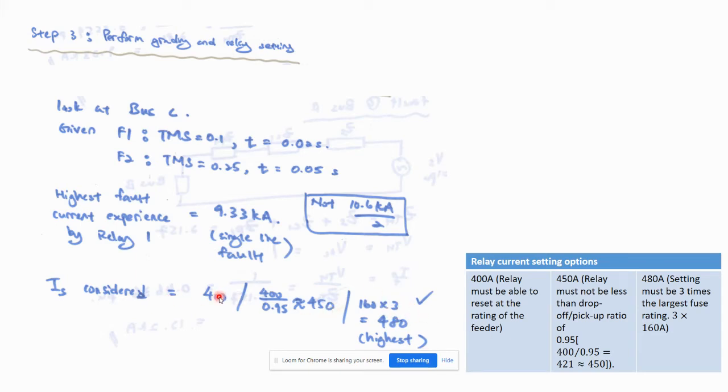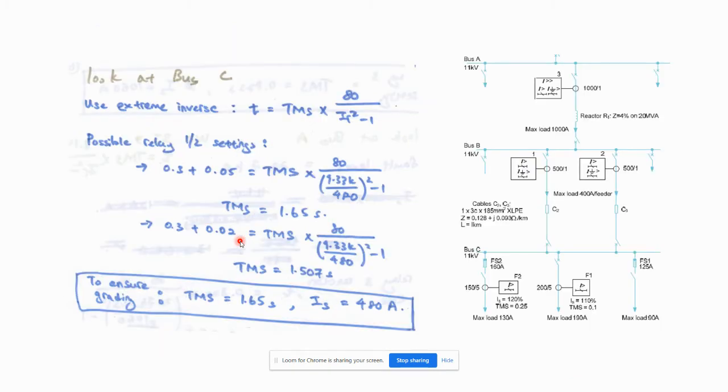We compare 400, 450, and 480. These are the possible IS, the setting current, that we can select. If it is the fault current, we select the highest fault current to consider. The setting current, we also consider the highest setting current that we can consider, which is 480 amp. So we select 480 amp.